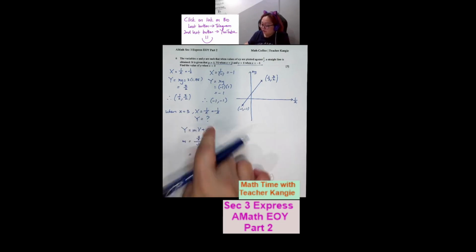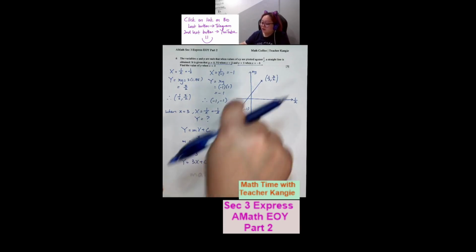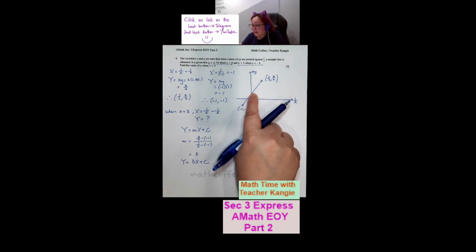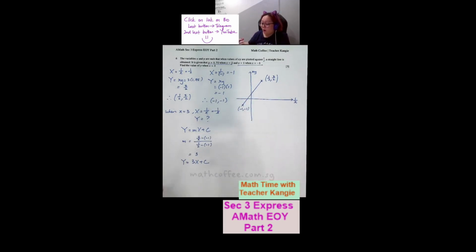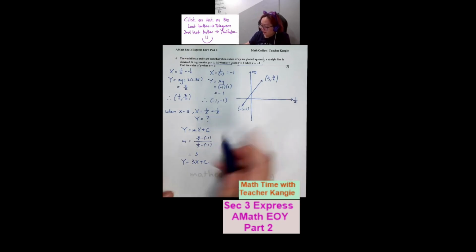So now my equation of the line becomes y equals 3x plus c. Next, find my c. How to find the c? On the graph, of course, I don't know what my y-intercept is. I just go and sub 1 point. You can sub this point or this point. I don't like to sub fractions, so I'm going to choose minus 1 and minus 1.